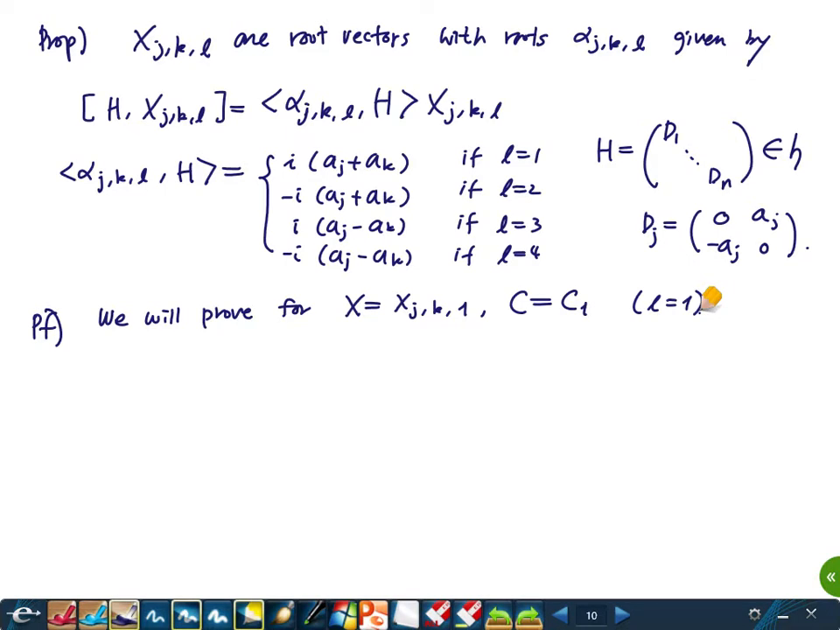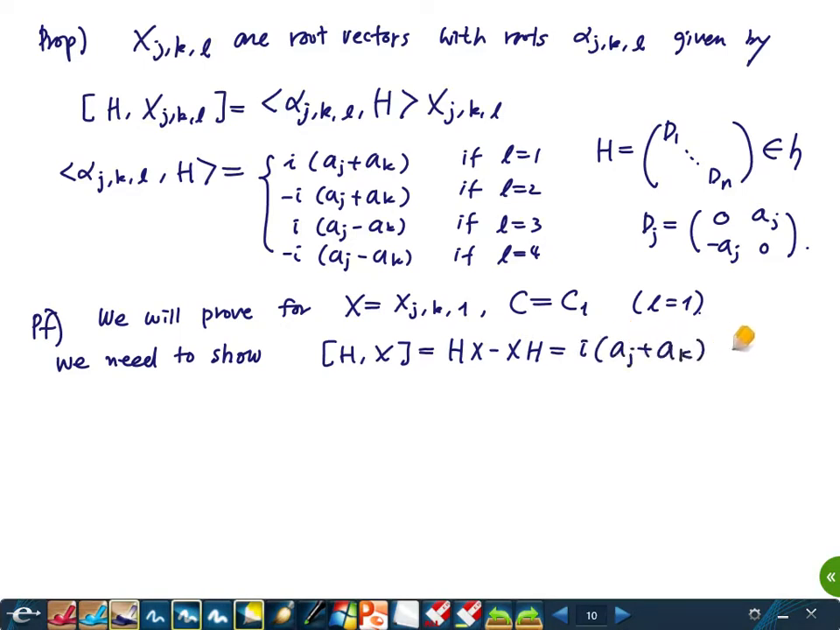What do we need to show? We need to show just the relation [x, h], which is xh minus hx. We want this to be this eigenvalue, so (a_j + a_k) x. So we know exactly what we need to show. We just need to prove this identity for explicitly given matrices x, h, right? It should be just straightforward.